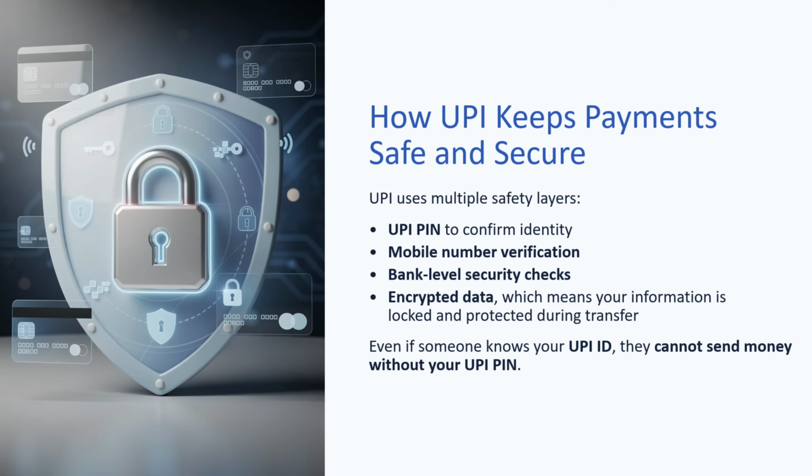Now we will see how UPI keeps payments safe and secure. UPI uses multiple safety layers: UPI PIN to confirm identity, mobile number verification, bank level security checks, and encrypted data, which means your information is locked and protected during the transfer. Even if someone knows your UPI ID, they cannot send money without your UPI PIN.